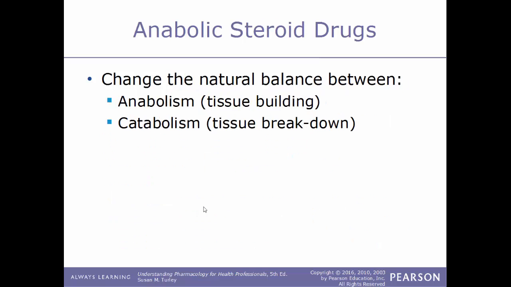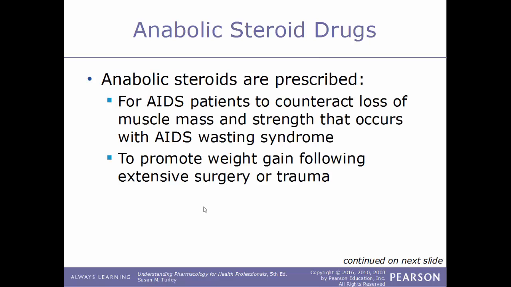Alright, now we'll talk about anabolic steroid drugs. Now these kinds of drugs change the natural balance between anabolism and catabolism. Anabolism is where tissues are being built up, and catabolism is when tissue is being broken down. Now, anabolic steroids are prescribed for AIDS patients to help counteract the loss of muscle mass and the loss of strength that often occurs with the AIDS wasting syndrome.